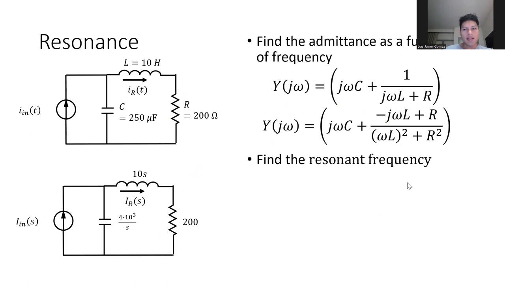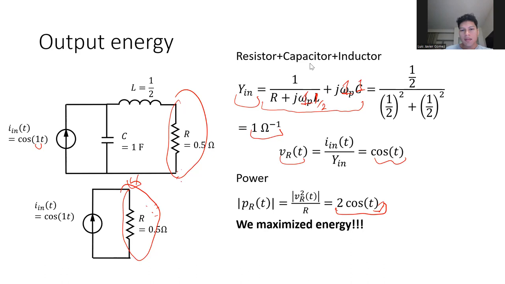R is not one, R is two. No, the R is 0.5, and so that's why 1 over R is 2. So the voltage across the resistor is cosine t. The current is just cosine t over R. And so you get V squared over R, which is 2. The input admittance is 1 ohm.